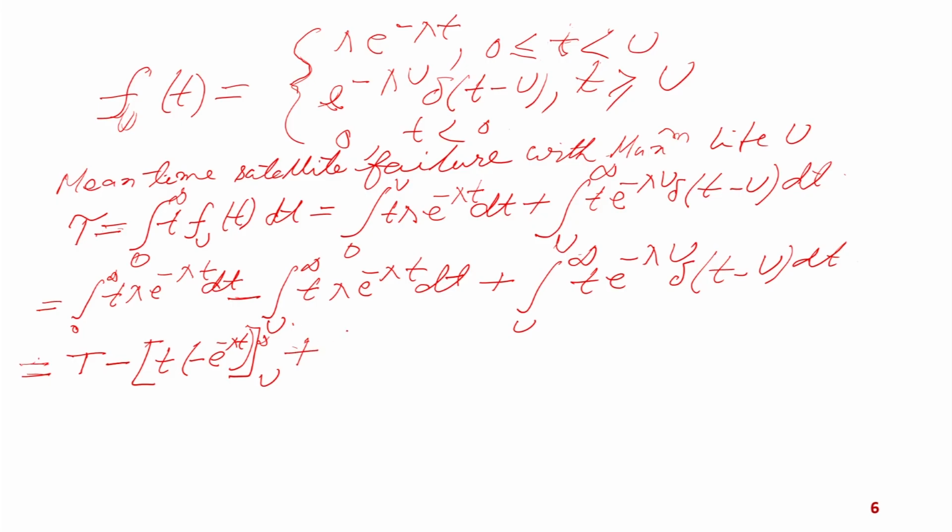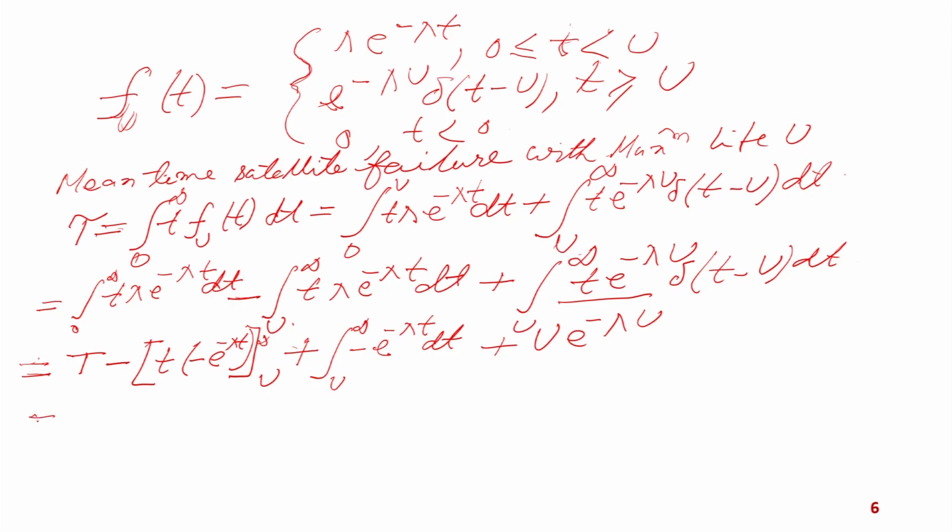The derivative of the first function is 1. So, it is lambda, u to infinity, and then the integration of this is minus e to the minus lambda t dt, and this is nothing but, since a delta function is there, we have to write only this expression at t is equal to u. So, if I do that, then it is u e to the power minus lambda u.